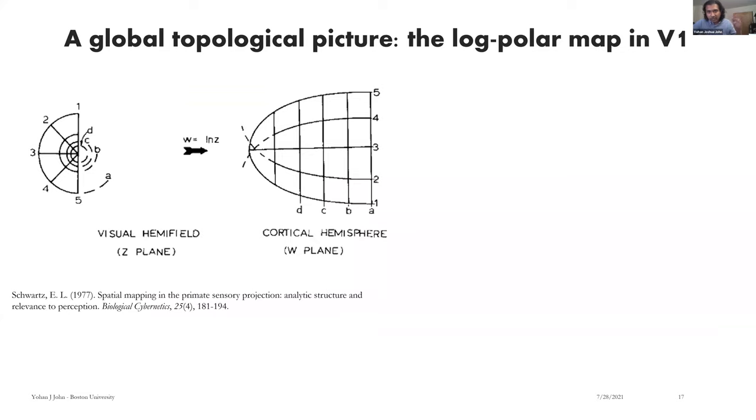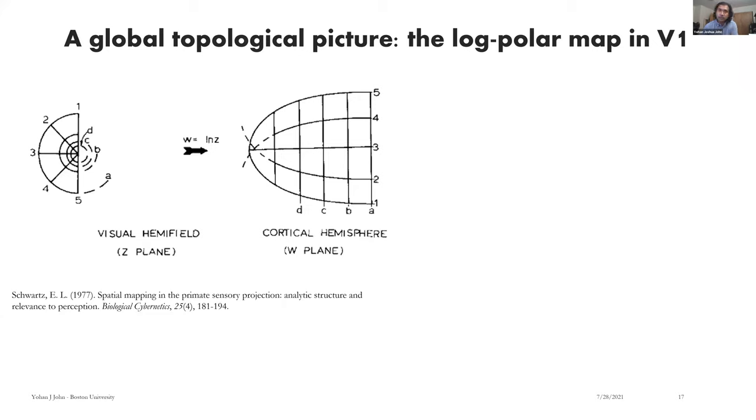Now, just to step back, we're not really going to focus on this. But if you were to look at the topological relationship between the visual field and positions on V1, what would you see? People have known for a while that there's a non-uniform magnification. So the fovea is very strongly represented and it falls off. And one of the former CNS professors who sadly passed away a couple of years ago, Eric Schwartz, provided a pretty elegant mathematical explanation for how this transformation happens.